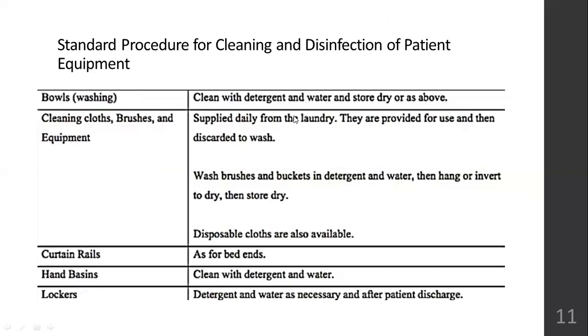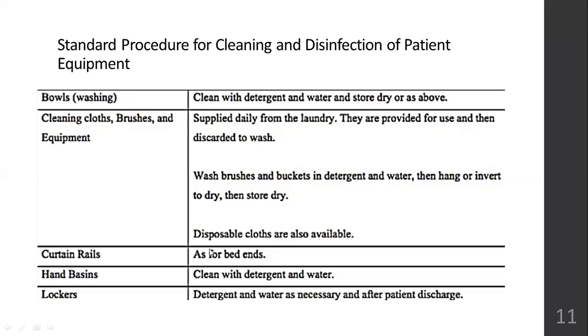Bowls for washing: clean with detergent and water, and store dry in sunlight. Clothes, brushes, equipment are supplied from the laundry as and when required. The laundry will take them back again. Okay, the laundry department will take care of the disinfection, cleaning, and drying. Wherever disposable clothes are available, use those to prevent any cross infection.